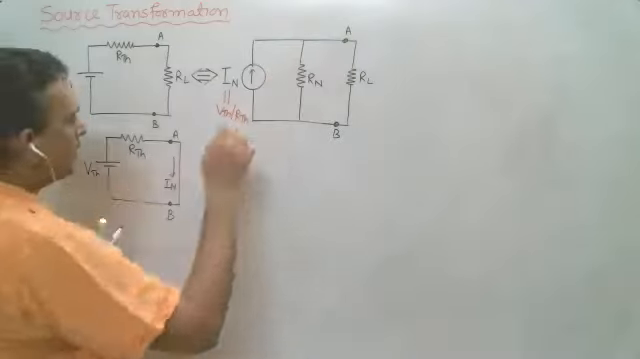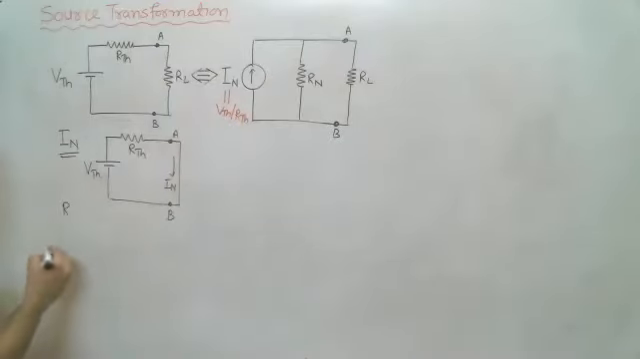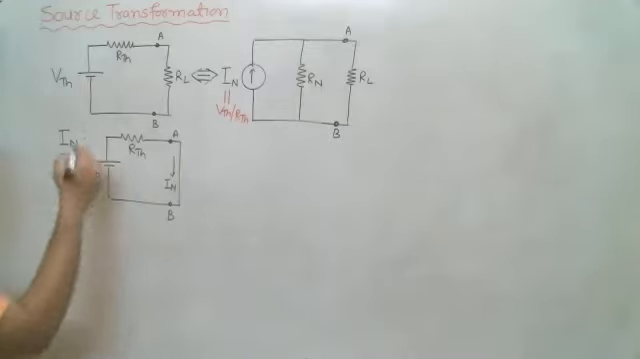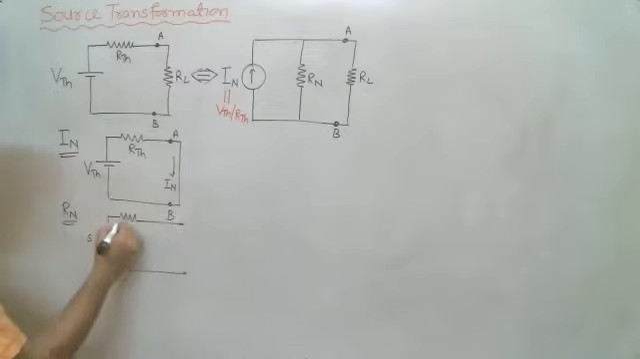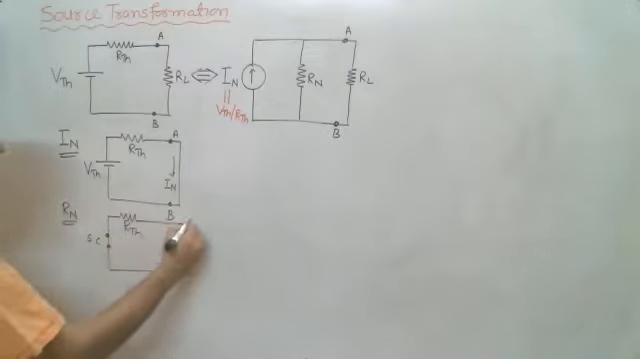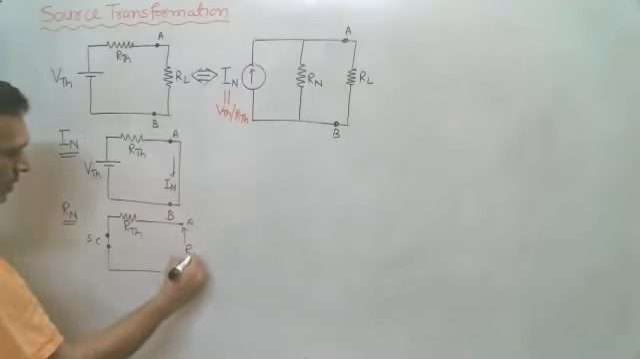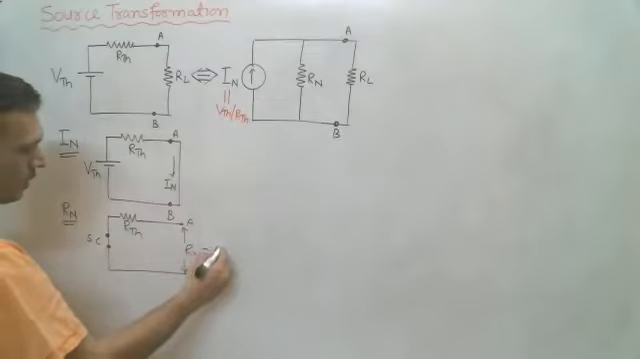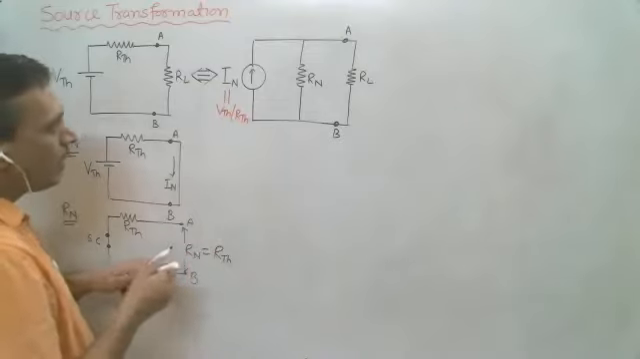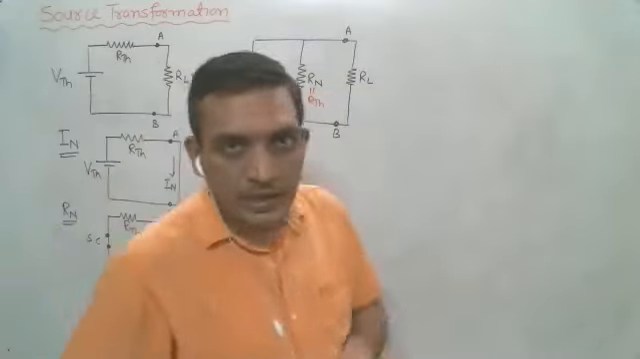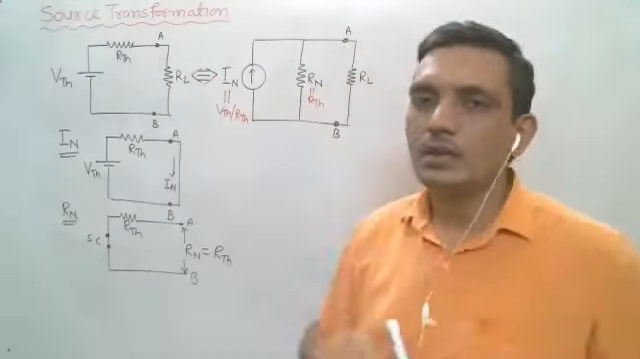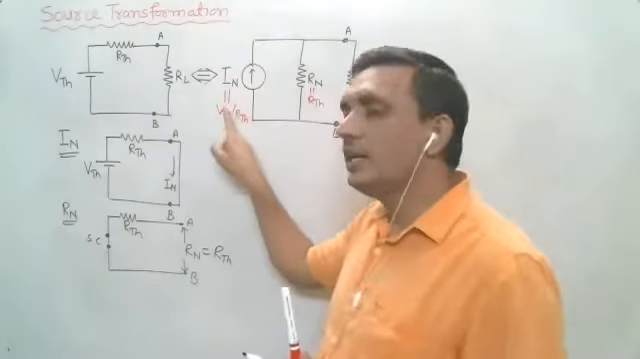And what will be RN here? So you have to short the voltage source. This is RTH. This resistance is RTH. And if you measure this resistance, that is RN. So RN is simply RTH. So you can convert a voltage source into a current source, where IN is VTH by RTH.